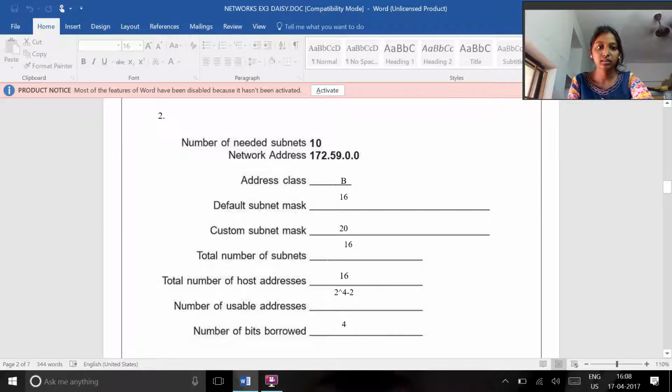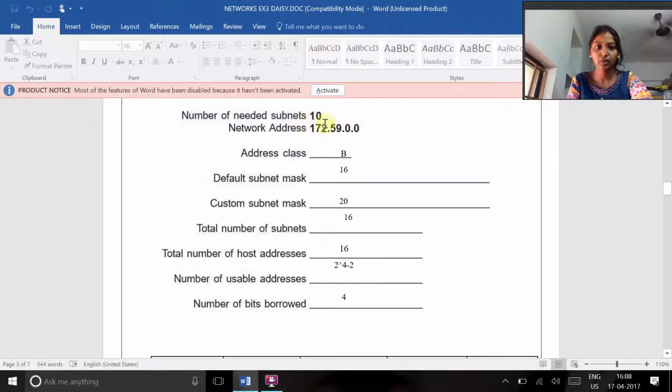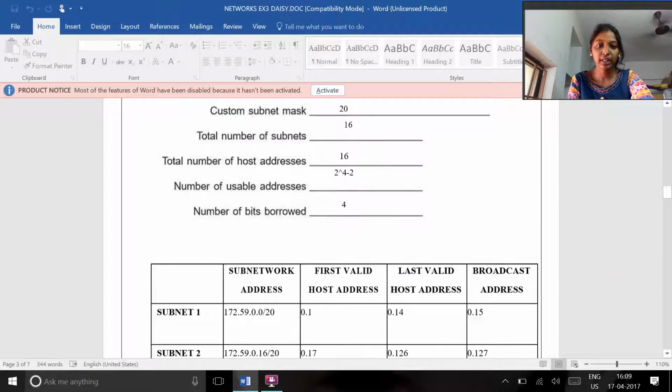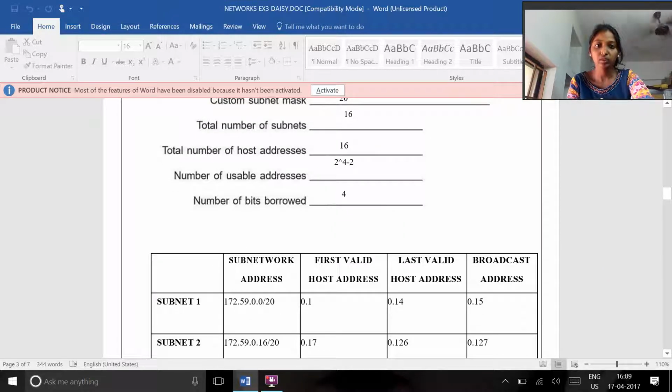Now this is the second problem, where they have given the number of needed subnets as 10 and the network address as 172.15.59.0. Here the address class is B, as we have seen before, and the default subnet mask is 16, obviously, for Class B, and the custom subnet mask will be 20. The total number of subnets is 16, because if we take 2 power 3 we'll get only 8, but if we take 2 power 4 we'll get 16. The total number of host addresses will be 16, and the number of usable addresses will be 2 power 4 minus 2, and the number of bits borrowed is 4.